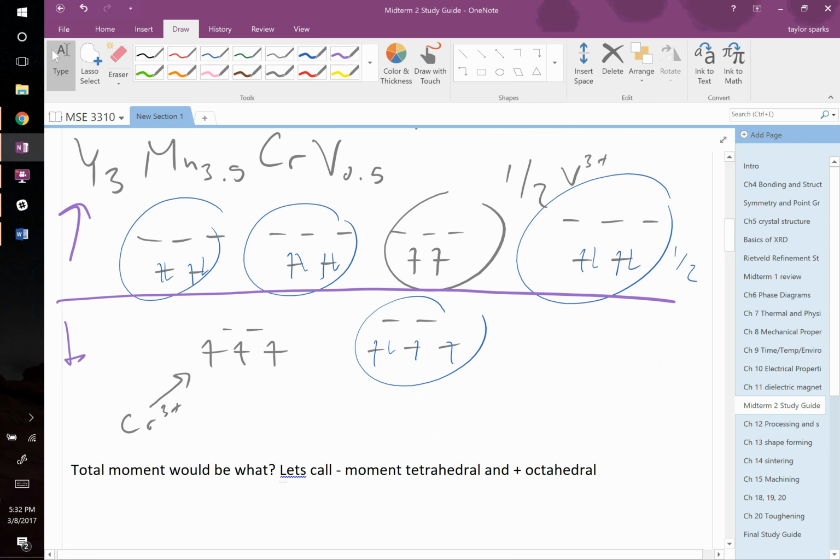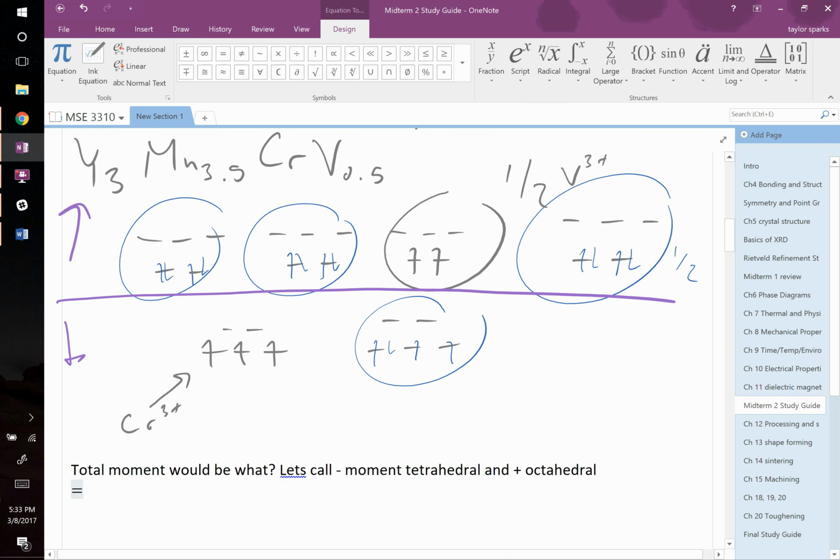So how much negative do we have? This would be 2, but that's only on a half a site. So it's really 1. So we have equals 2 times negative 2 times 1/2, because it's only a half a site that has that. And that, we decided, is coming from the vanadium. Anything else? No. All 3 other sites have no moment, so we can ignore that.